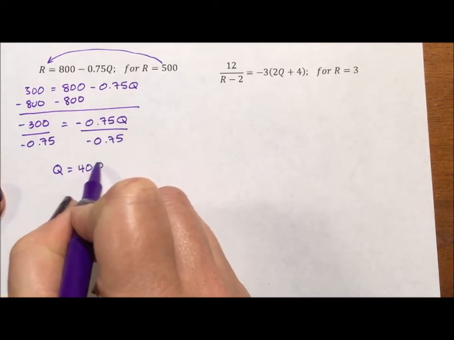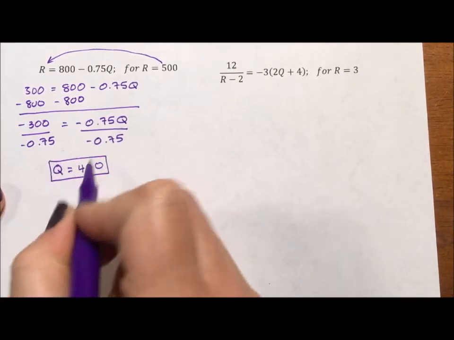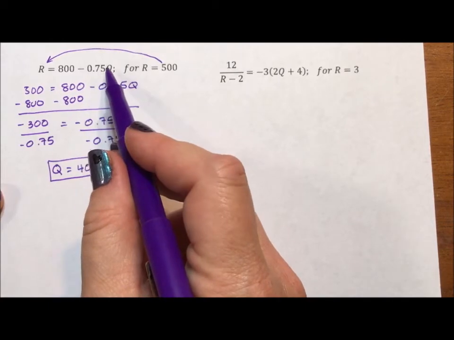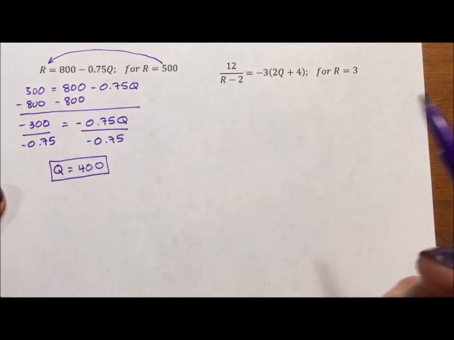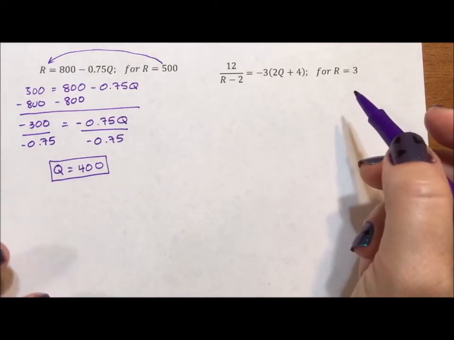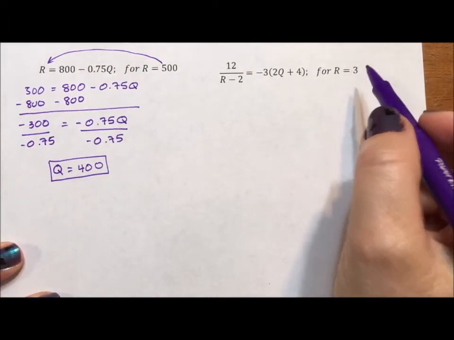So q equals 400. We can plug it back in. 75% of 400 is 300. 800 minus 300 is 500. All right, this one's a little bit more interesting, but it's not too bad.